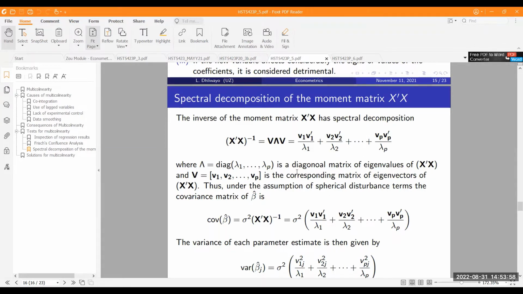What I'm doing here is to give you a push, then you can extend. Are we together? Just like when we were dealing with different variances, I gave you two tests, but I mentioned that there are more than two tests. Those who want to read can read on their own and extend. Same applies with autocorrelation. I gave you one test, the Durbin-Watson test, but I said there are also several tests that you can perform. You can read on your own and extend. Same applies to multicollinearity. I gave you Frisch confluence analysis, but I said you can extend. One of the extensions is spectral decomposition of the moment matrix X transpose X. I just gave you a brief introduction to it, so go and read on your own and extend.